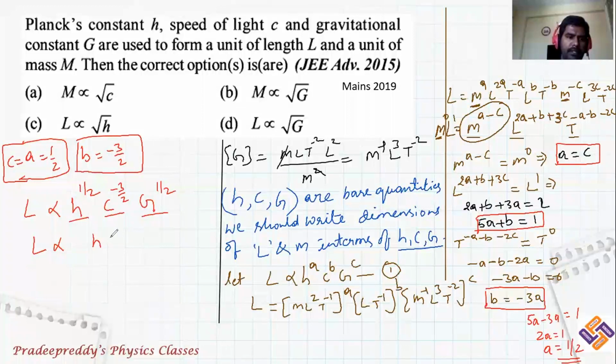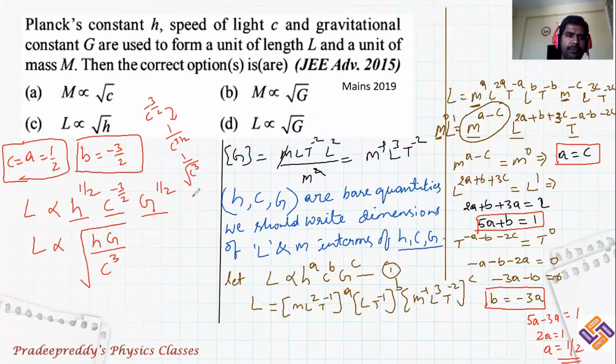So L is proportional to the square root of h g divided by c cube. Check it up. I can write it like this. H power 1 by 2 is root h. G power 1 by 2 is root g. C power minus 3 by 2 I can write as 1 divided by c power 3 by 2, which is 1 by the square root of c cube. So c cube I am involving here. So L is directly proportional to root h, g and c.